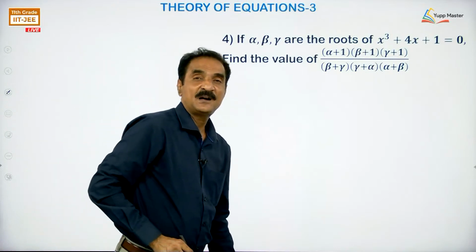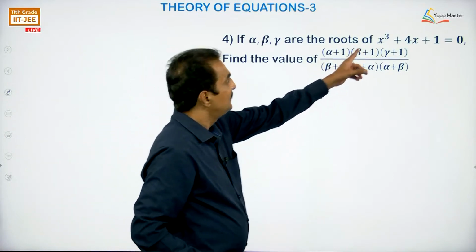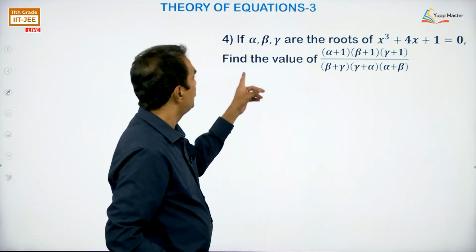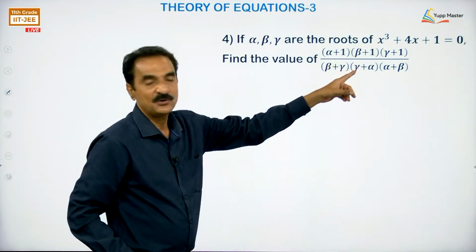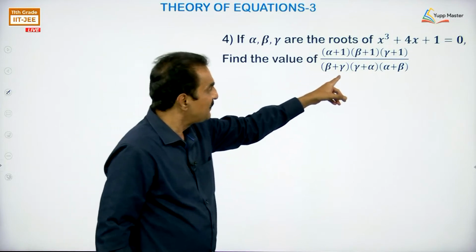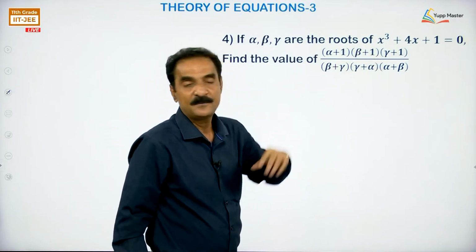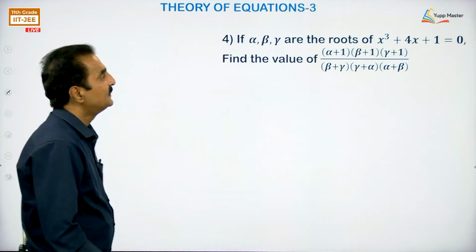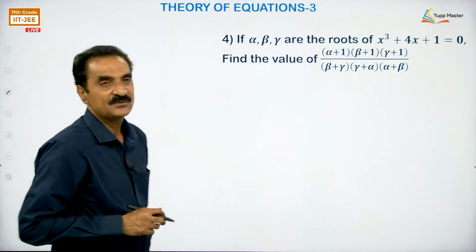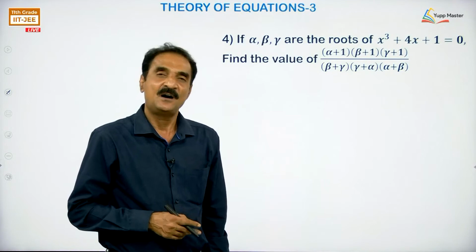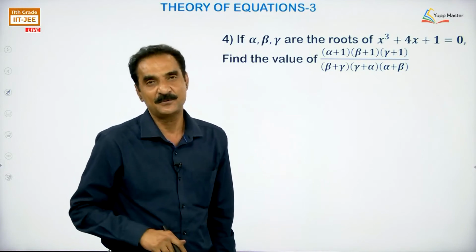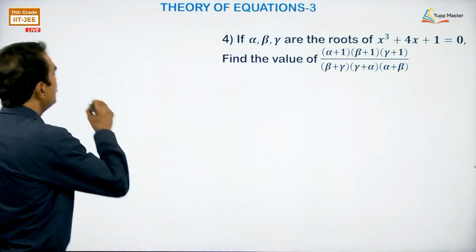If alpha, beta, gamma are the roots of this cubic equation, find the value of (alpha plus 1)(beta plus 1)(gamma plus 1) divided by (beta plus gamma)(gamma plus alpha)(alpha plus beta). We can solve this question by using the relations between the roots, also by using transformation of roots. I will explain both the methods.